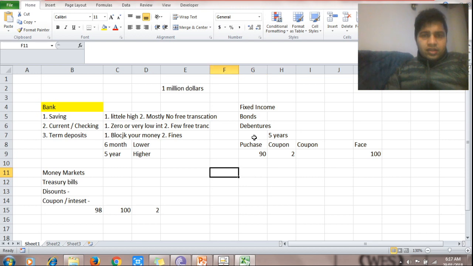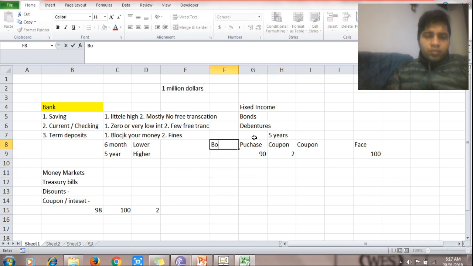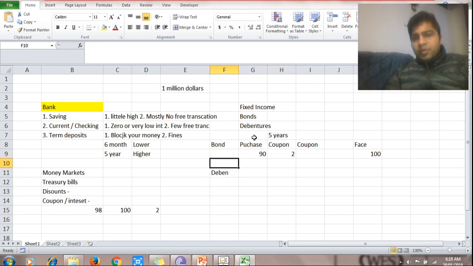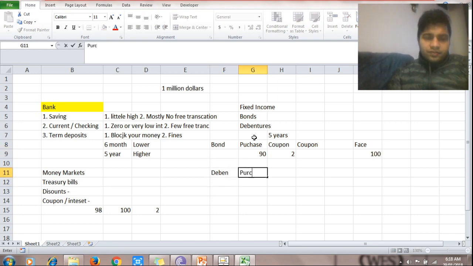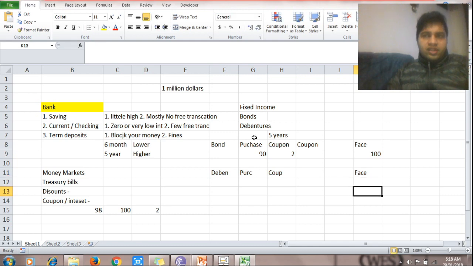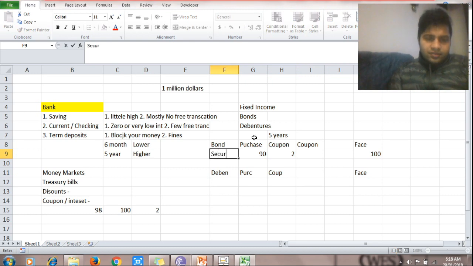Okay, now a bond and a debenture have the same working. A debenture also has a purchase price, it also has coupons, and it also has a face value generally. But the difference is bonds are secured by assets and debentures are secured by residual claim.